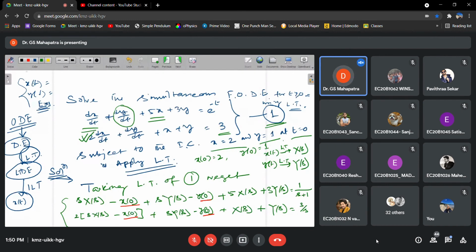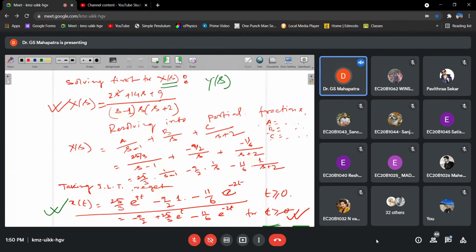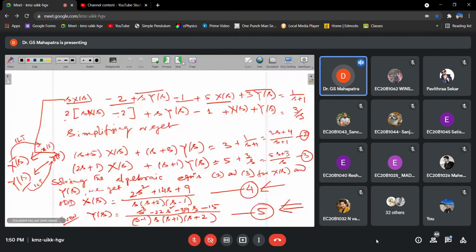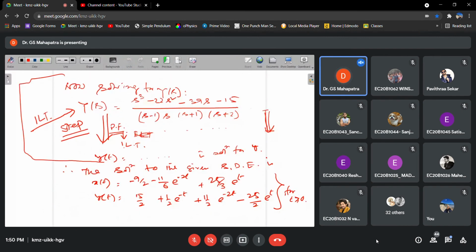So now our target is to find y of t using this one and this part. So you write down this one. What is the number? The previous ones are 4, 5, so it is 6. So equation number 6. Okay, so this is one way.